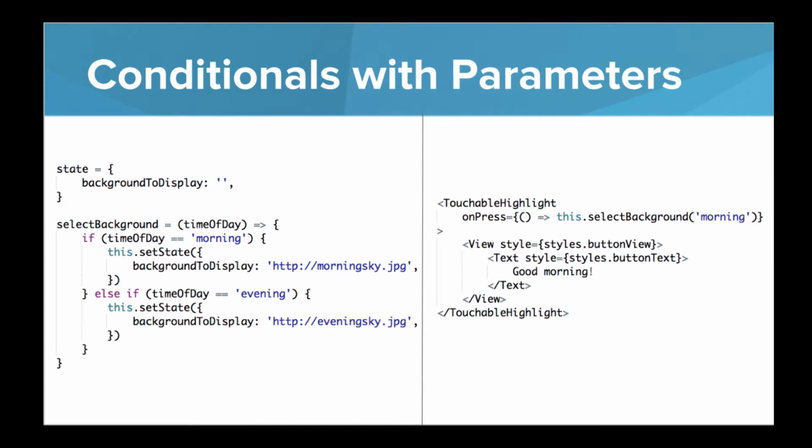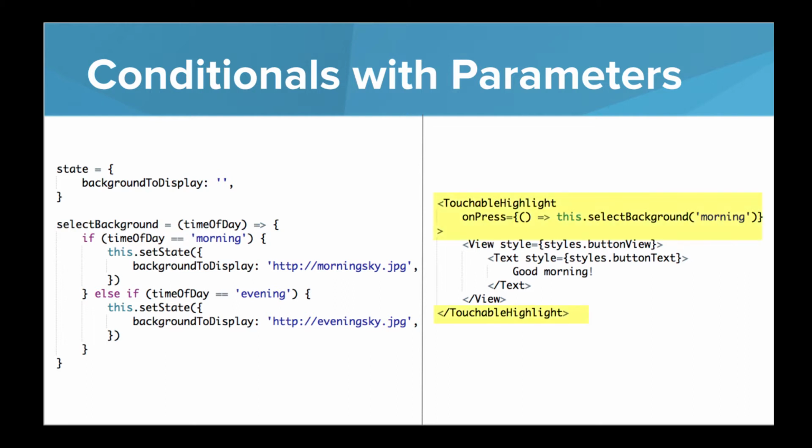However, in this function, there is a parameter defined in the first set of parentheses which have been empty before this. We are defining the function with a parameter time of day to be passed in when the function is called. The conditional block is now checking if the time of day parameter is equal to morning or evening to render one of two backgrounds and will update the state to a new image URI.